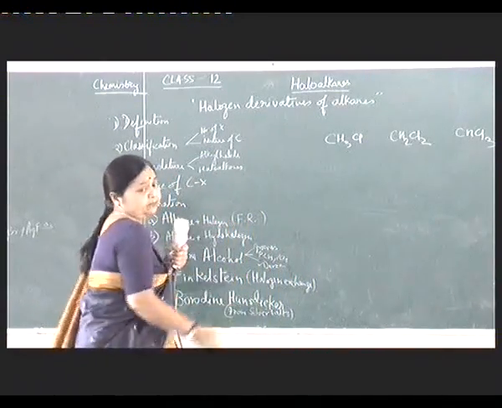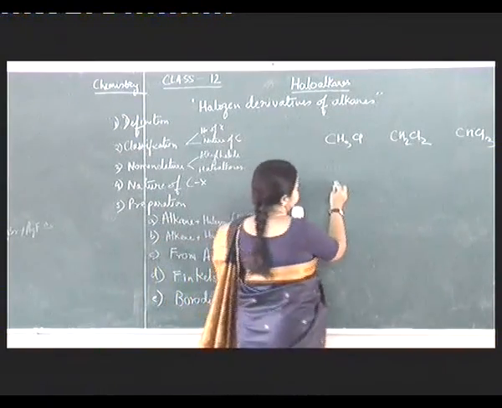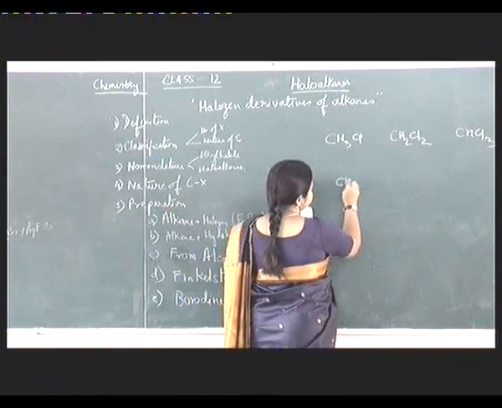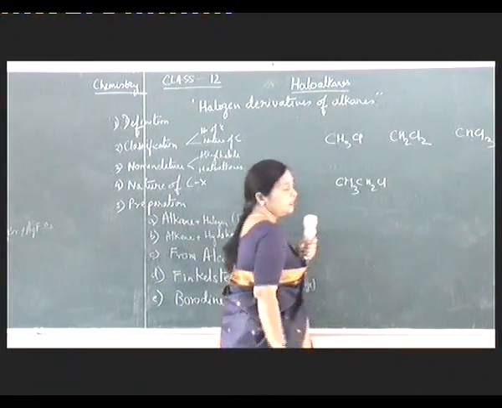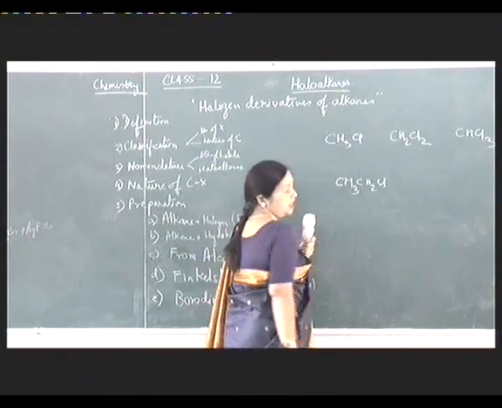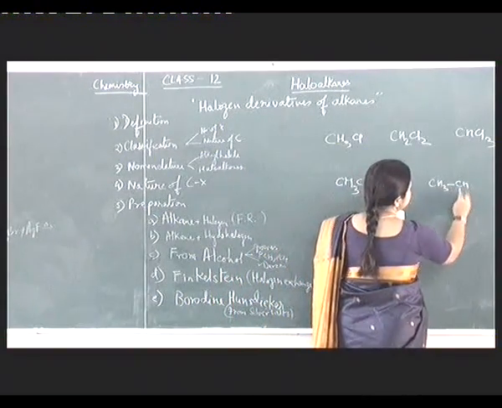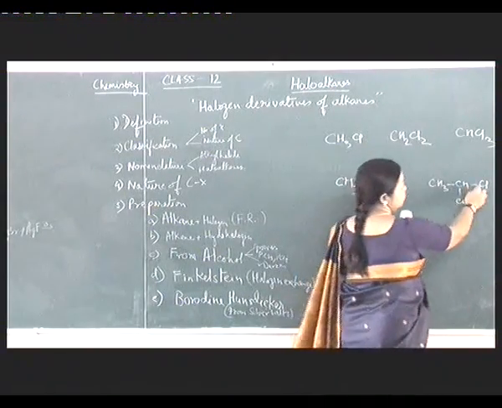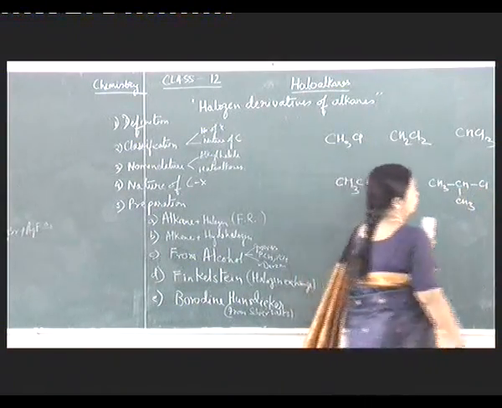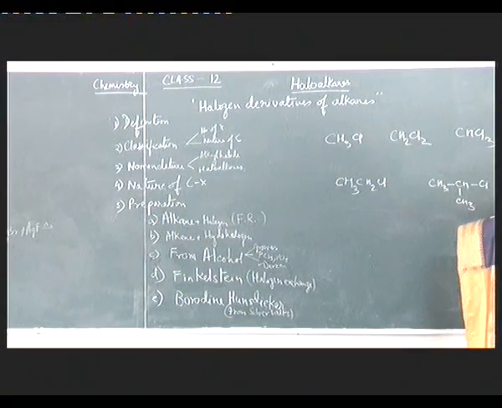The other basis of classification is according to the nature of the carbon atom. This is attached to a primary carbon atom. Then CH3, CH, CH3, Cl: the chlorine atom is attached to a secondary carbon, and it can be a tertiary alkyl halide also.